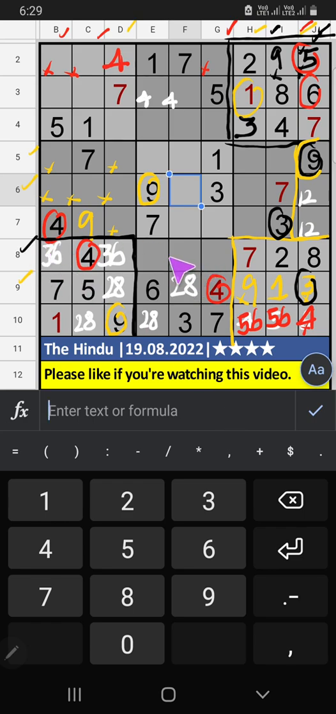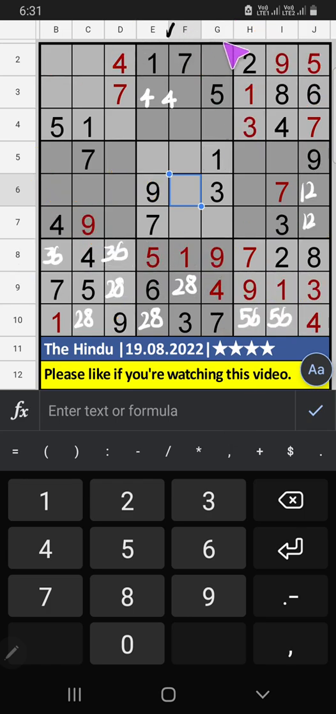8th row, 3 numbers are remaining, 1, 5, 9. Column E, we have 1 and 9. So 1 and 9 can't come in this cell. It will come in another 2 cells. Column G, we already have 1. So 1 can't come in this cell. 1 is confirmed here. The 9 is here. Then 8th row, only 1 number is remaining, 5. 5 is confirmed here.